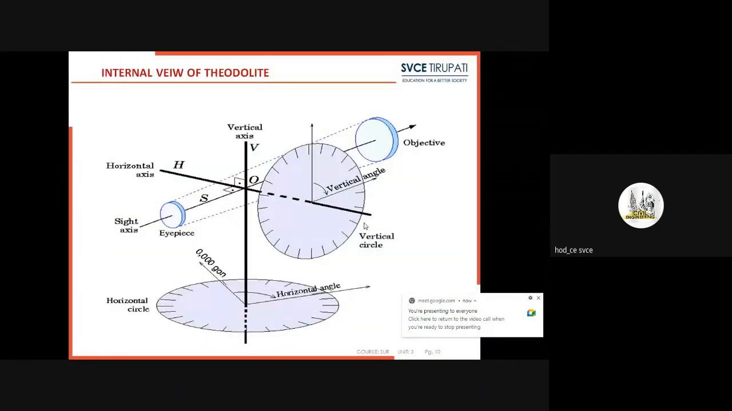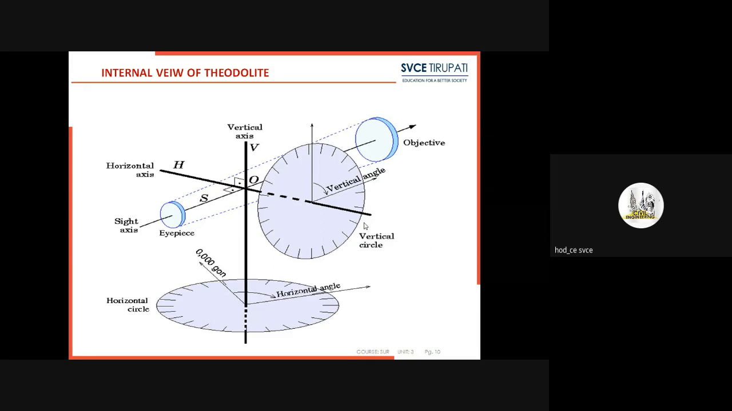Okay, now see this one. This is the internal view of the theodolite, right? So how are they going to arrange the horizontal circle as well as the vertical circles, right? That means the axis of the telescope, the horizontal axis, is one of the shafts, the horizontal axis of the telescope, right? And next coming to the vertical axis.